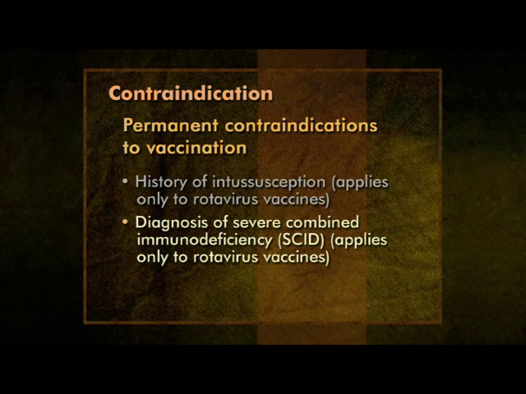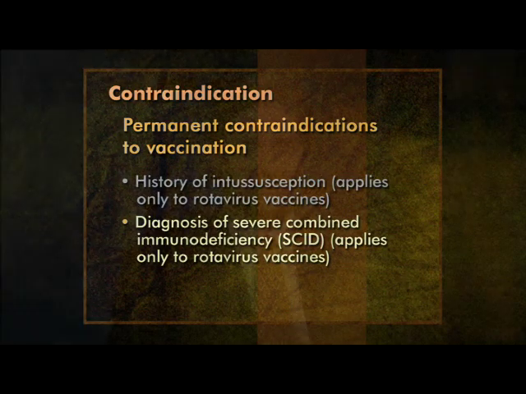The fourth permanent contraindication also applies to rotavirus vaccines only. Any rotavirus vaccine is contraindicated for an infant who is diagnosed with the rare disease severe combined immunodeficiency, or SCID. There are other permanent contraindications for vaccination that are not routinely recommended. For example, for smallpox vaccine, a history of eczema or atopic dermatitis in the person or a household contact is a permanent contraindication to pre-event vaccination.